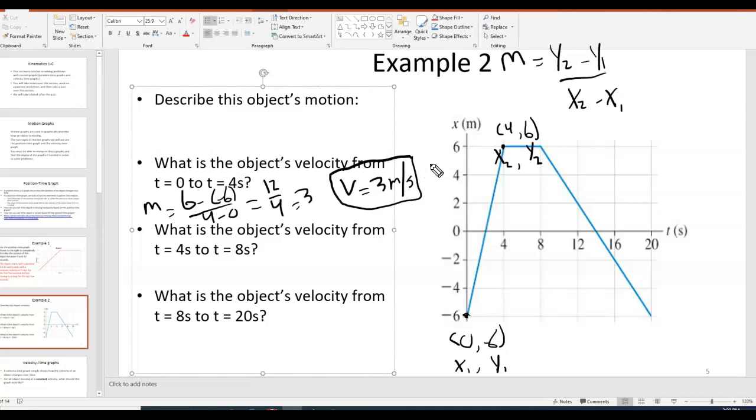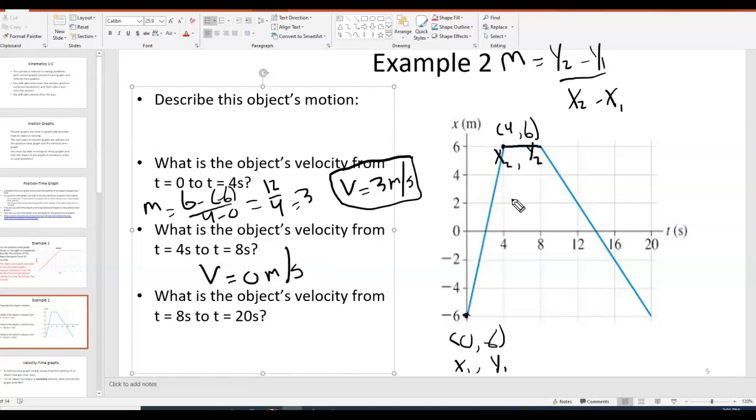Now, what is the object's velocity from t equals 4 seconds to 8 seconds is basically asking me for the velocity of the second segment right in here. Okay, now I could use the exact same equation, but I don't actually have to do that because I know from algebra that if I have a flat horizontal line, that has a slope of 0, right? Because slope is rise over run, and this line segment right here is flat, so it has no rise. And so I know right away that the velocity is going to be 0 meters per second because the slope from 4 seconds to 8 seconds right in here is 0.